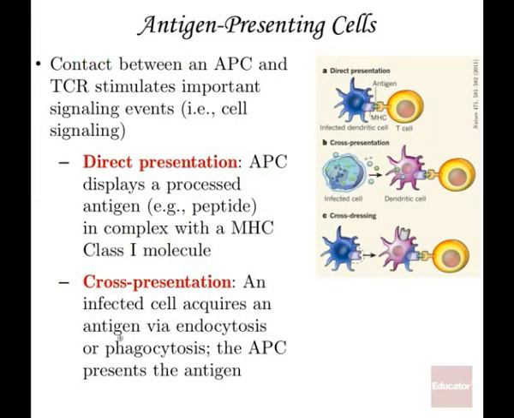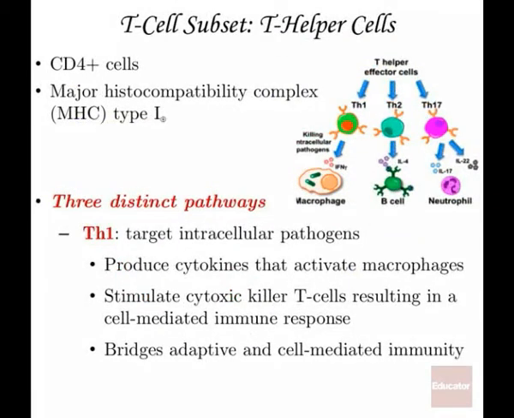So to continue with our antigen presentation, this contact between an antigen-presenting cell and the T cell receptor stimulates important signaling events. And so here each of these different types of presentation are described in detail in the text. So we have the direct presentation, and then we have cross presentation, and then finally we have the final, which is facilitated presentation. So that completes our discussion of antigen presentation.